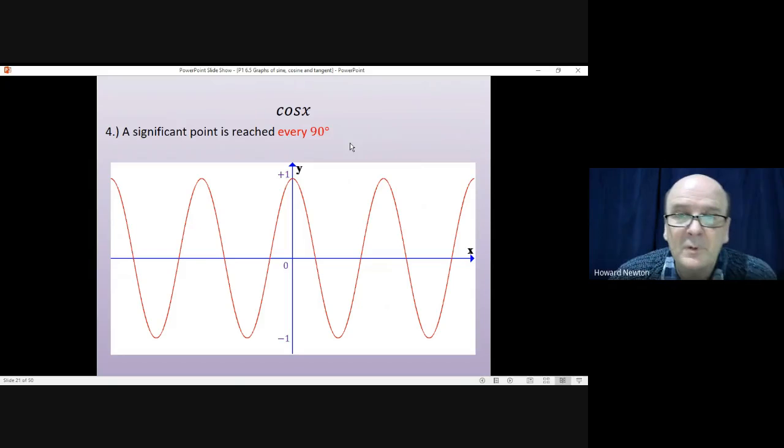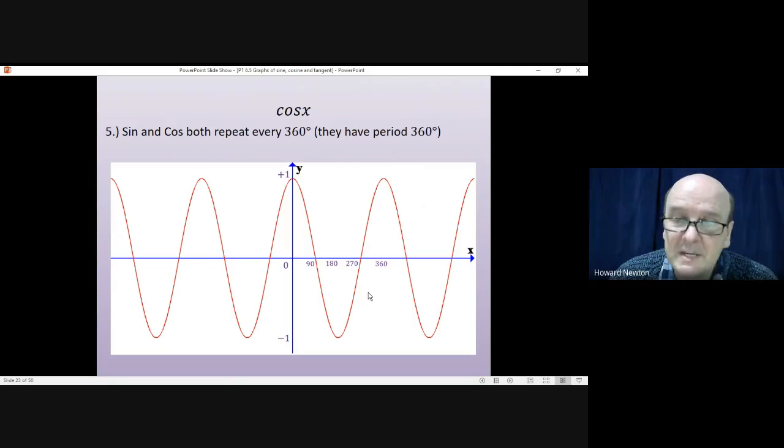Again, a significant point is reached every 90 degrees. So this intersection here will be at 90, the minimum will be 180, the intersection will be 270, and we'll get back to the top again at 360 degrees. Sine and cos both repeat every 360 degrees. They've got a period of 360. So putting in all of the angles, again, just putting in the intersection points on the axes, I would get that.